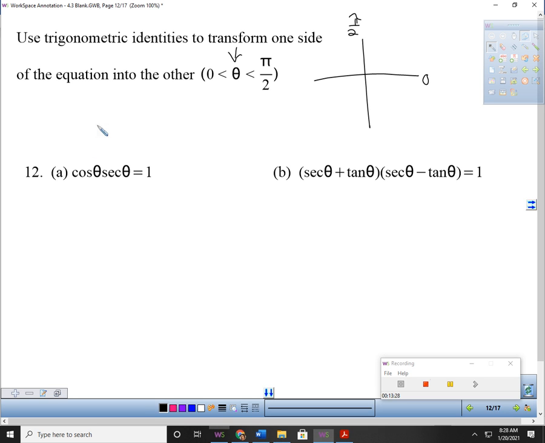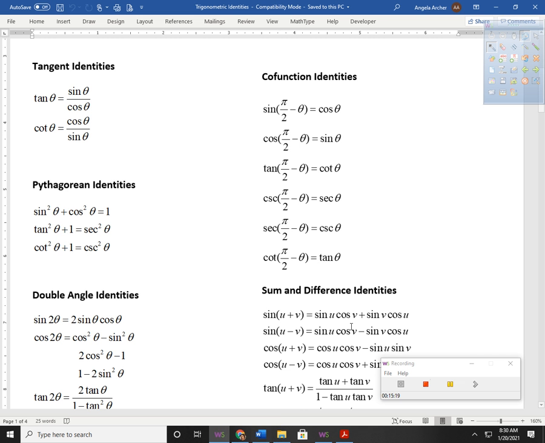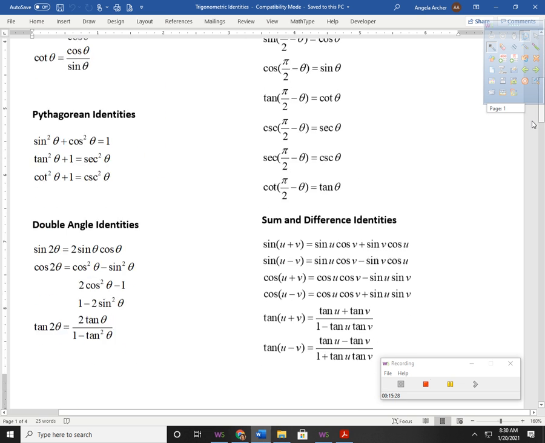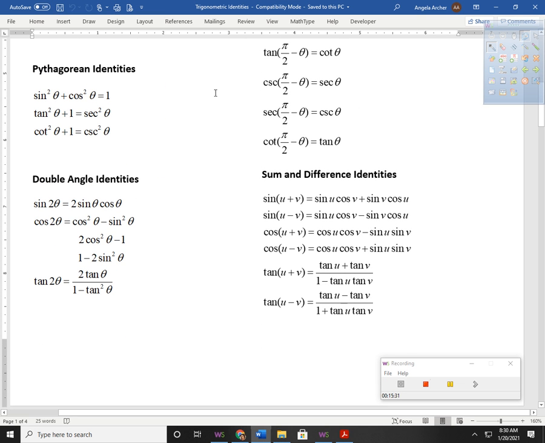So let's think about things that usually equal 1. Like if I take something and divide it by itself, right? So like 7 divided by 7, that equals 1. Okay? If I had a cosine theta over a cosine theta, that would be equal to 1. Anything over itself, correct? I also am going to think about my identities. So usually you'll use a lot of your tangent identities, you'll use a lot of your reciprocal identities, and you'll use a lot of your Pythagorean identities.